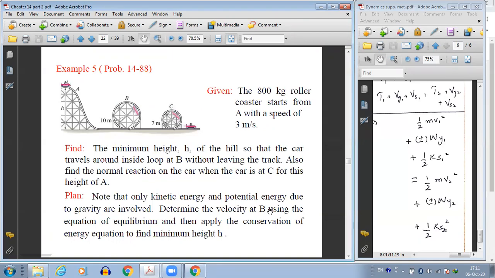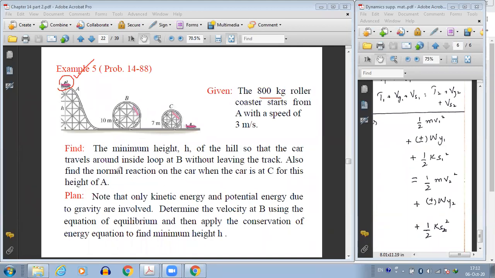The 800 kg roller coaster starts from A with a speed of 3 meters per second. So this is a roller coaster, and it is 800 kg, and it starts from A with a speed of 3 meters per second. So at this point, we know the speed, 3 meters per second. Find the minimum height of the hill so that the car travels around inside loop at B without leaving the track. Also find the normal reaction on the car when the car is at C for this height of A.